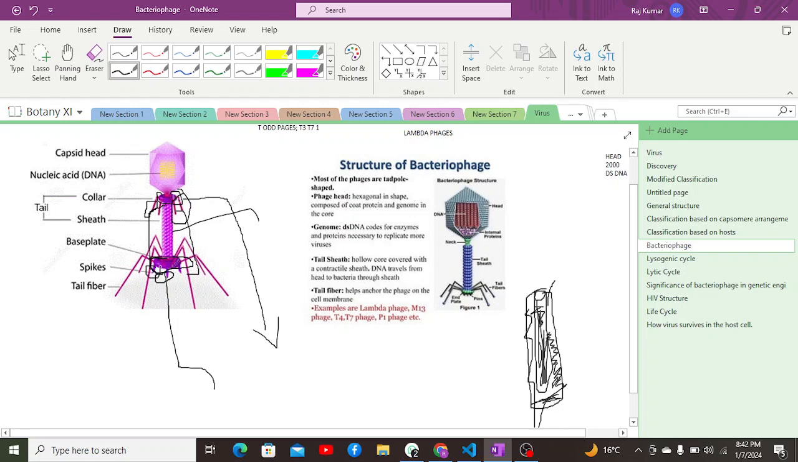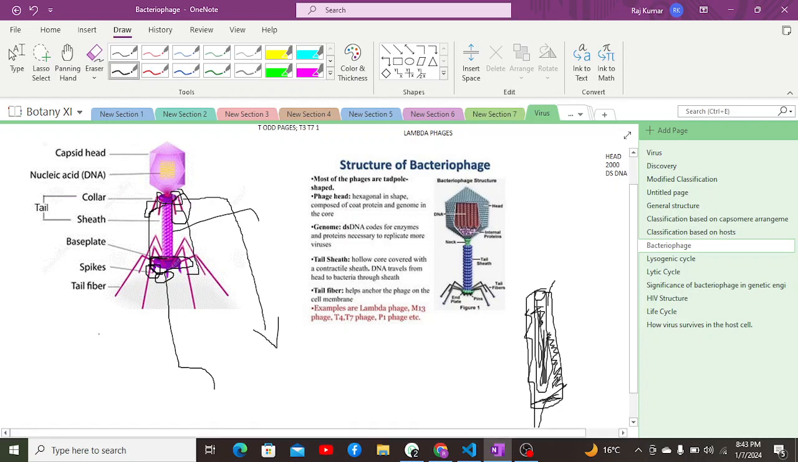These tail pins have the characteristic of recognizing which type of cell they are supposed to infect. Suppose if there is a bacteria coming, then the bacteriophage is able to know, this is my host, I need to attack this particular bacteria. So tail pins have the characteristic to recognize which bacteria they need to bind with and penetrate and attack.